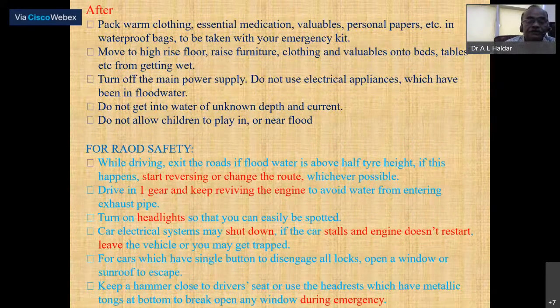Now, I should tell about road safety. While driving, you should go very, very slowly in a low gear. You should put the headlights on so that others can spot you. Similarly, keep a hammer close to the driver, so that if anything happens, the head rest or window of the vehicle can be broken and you can get out. That's why a hammer is needed in the vehicle.